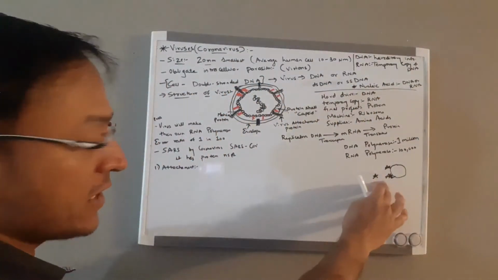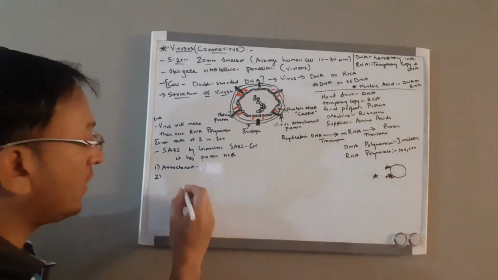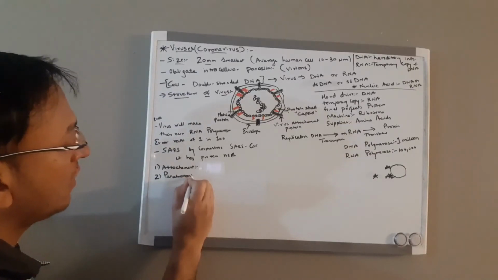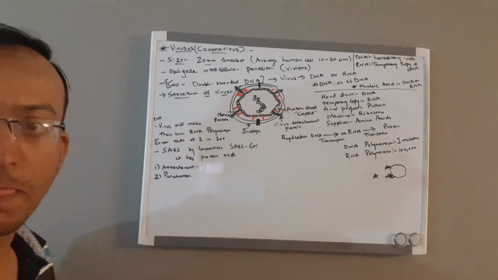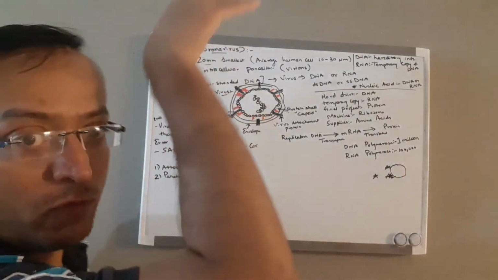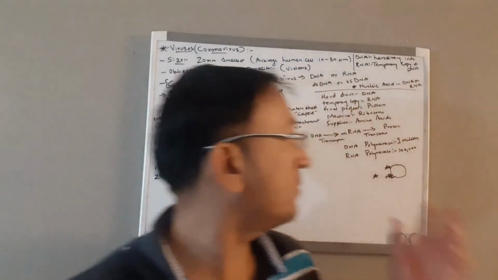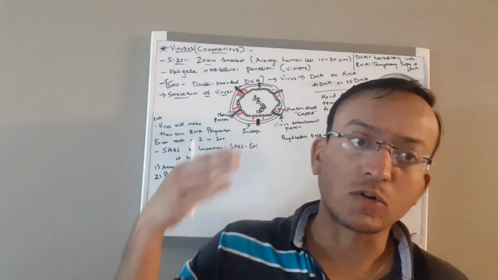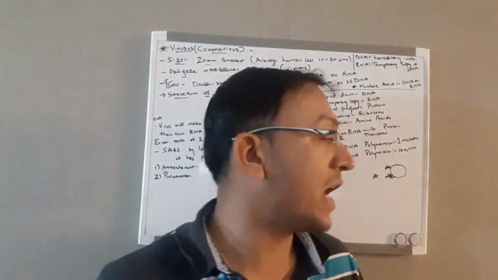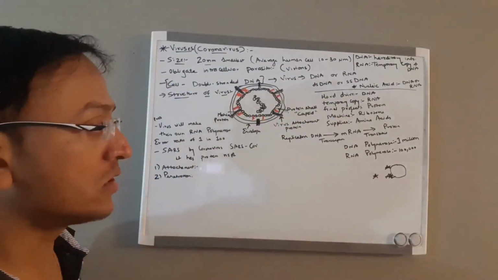After the attachment, the second step is penetration. After attaching to the surface, the virus should go inside. Penetration is the method by which the virus crosses the plasma membrane of the cell. Viruses take advantage of normal cellular processes, like endocytosis.